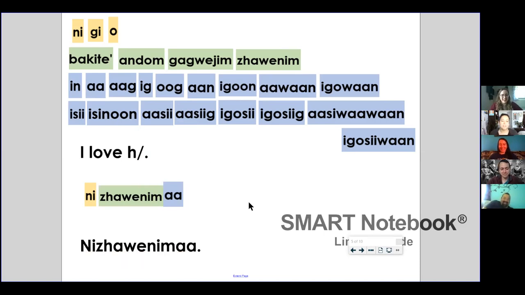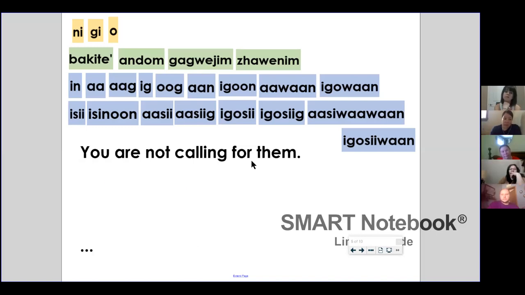I was thinking about that the other day. It's kind of a cool thing about our language is it's not really saying him or her or any form of gender. You could use even the singular they there, right? Mijuana ma. I love him or her. Or you could be talking about a piece of bannock. Mijuana ma. I love him or her, right? Bannock's animate. You are not calling for them.